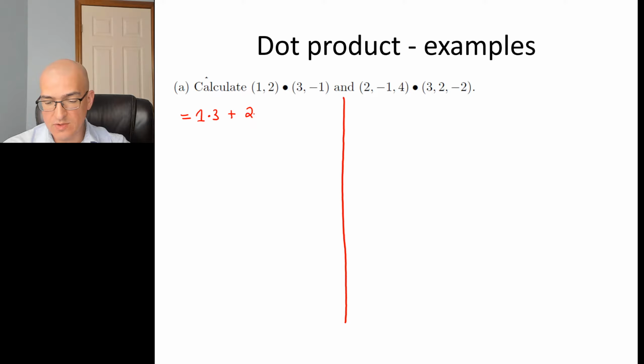So plus 2 multiplied by negative 1, and we put the negative 1 in brackets. So we get 3 minus 2, which is 1. So an answer of 1 came out of that operation.